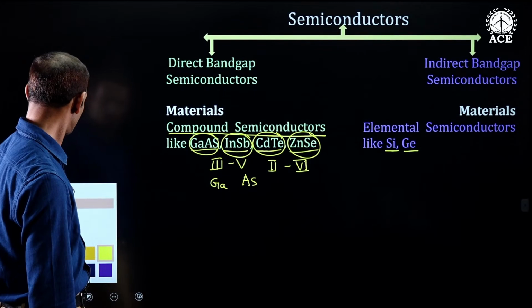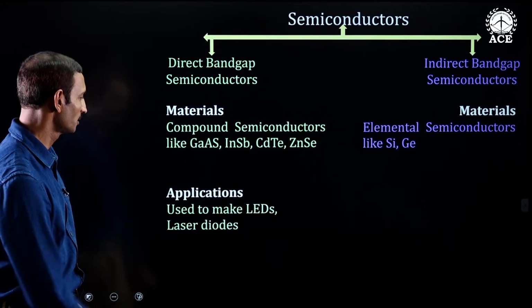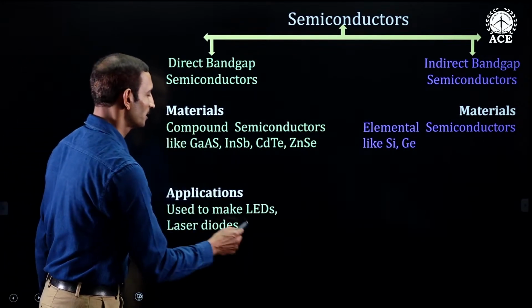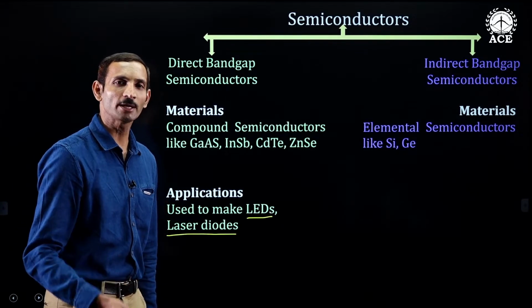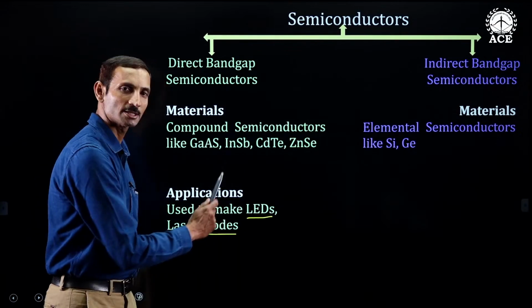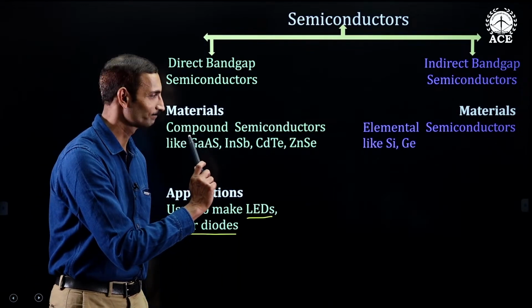So I would erase this portion. What next? Applications. As I have told you, these materials should be the ones which are used to make the devices which give out light. What are the examples? Lasers, LEDs, right.